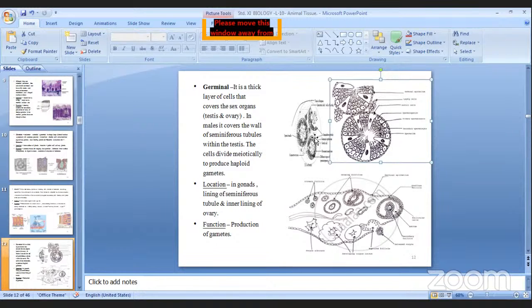Now here you see the position of germinal epithelial cells. These are germinal epithelial cells, you can see the outer lining. They divide, redivide, and form spermatogonia, and finally undergo metamorphosis and form what are known as sperms. So this is about the germinal epithelium. They are present in the gonads. They form the lining of the seminiferous tubule and the inner lining of the ovary. This is the ovary, this is the inner lining of it. And what is the function? It is production of gametes: the sperm in case of males, and ova, ovum or egg in case of females.